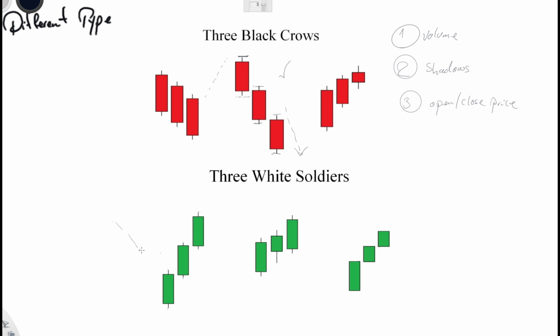And here, after a downtrend, this pattern appears, opens here and closes here. The second one opens below the previous close and closes above the previous close, same as the others. The third one opens below the previous close and closes above the previous close. So this one is the most common one.